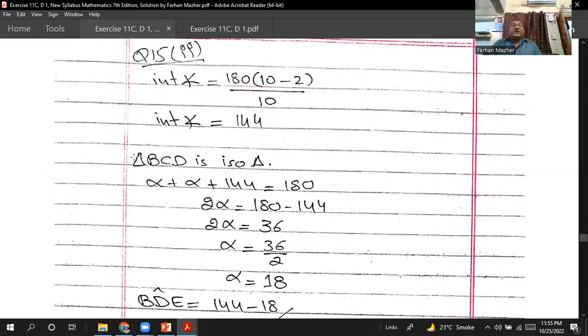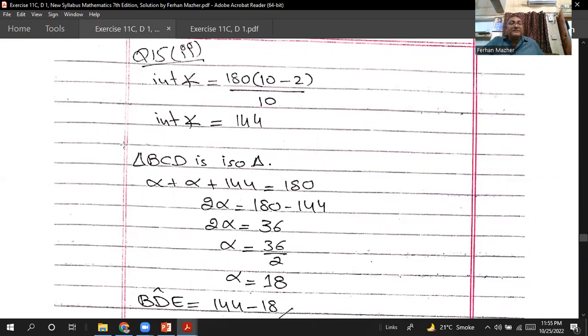So BC in the triangle BCD is an isosceles triangle. So we will have alpha plus 144 equals 180. So 2 alpha will be equal to 180 minus 144. So 2 alpha will be equal to 36. So alpha will be equal to 36 divided by 2. So alpha will be equal to 18.